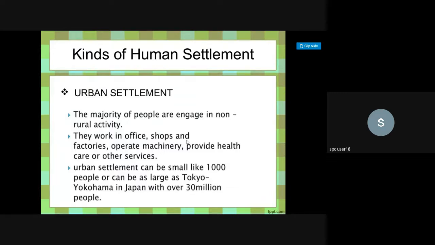Urban areas: the majority of the people are engaged in non-rural activities, primarily being hunting, fishing, and lumbering also, and of course agriculture as such. They work in offices, shops, factories, operate machinery, provide healthcare and other services. Urban settlements could be small, like 1,000 people, but can be as large as the Tokyo-Yokohama conurbation in Japan, which has over 30 million people. 30 million means 3 crores.